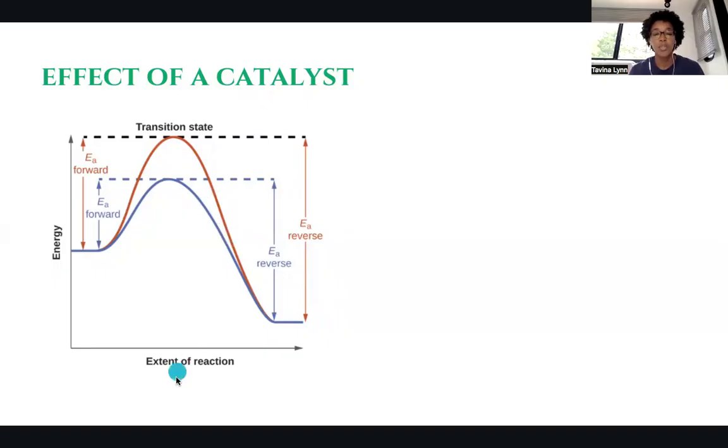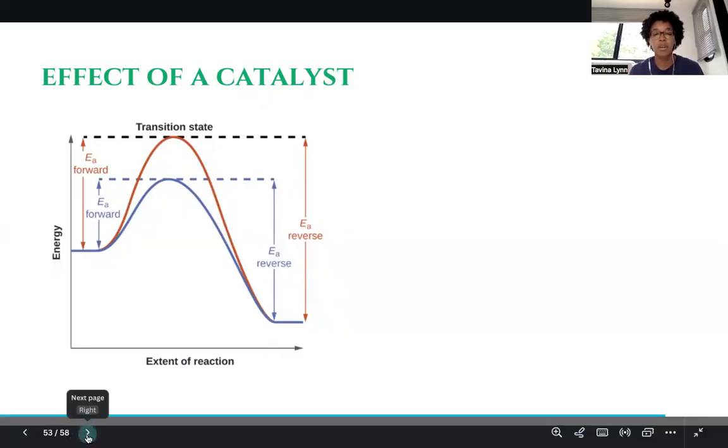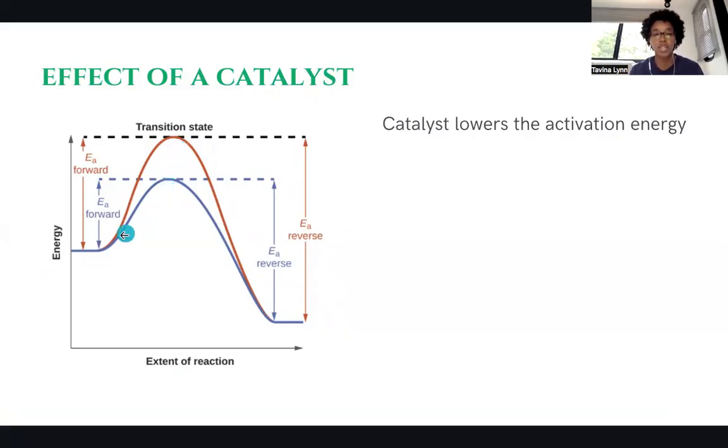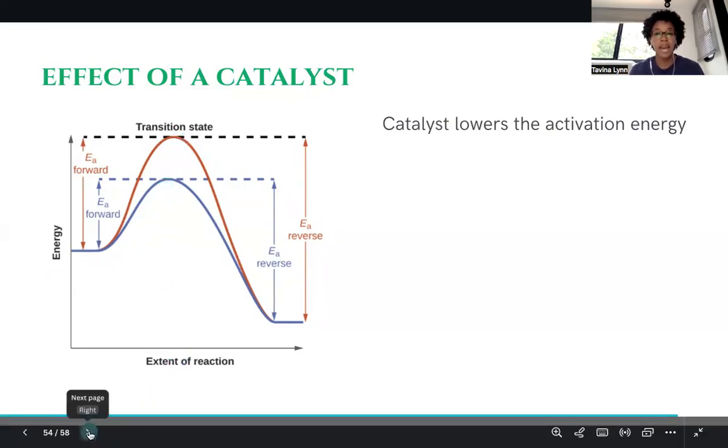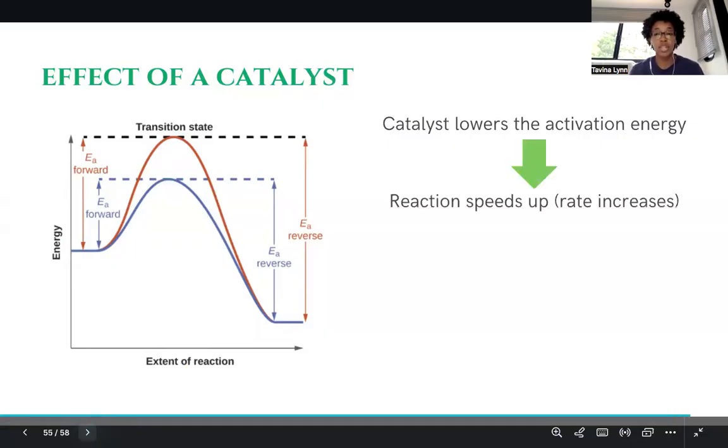So we know that, right? We previously talked about a catalyst lowers the activation energy, which we see right here, right? We have a lower activation energy when we add a catalyst, going from this red to blue line. Because a catalyst lowers the activation energy, the reaction speeds up, right? Because the barrier that it has to overcome is smaller, it's lower in energy. So the reaction speeds up and the rate increases.